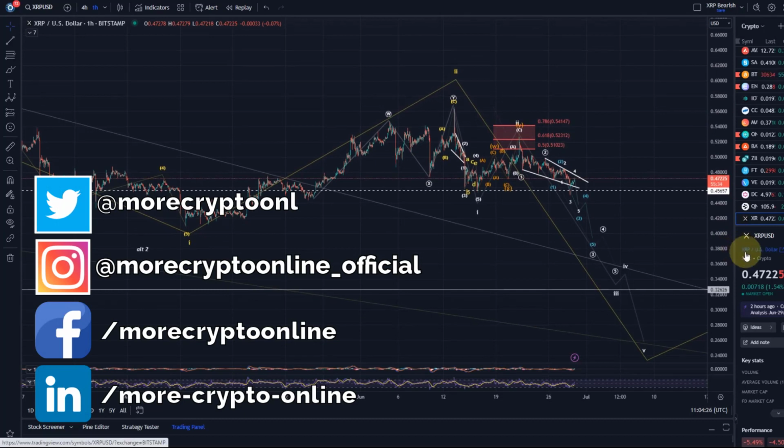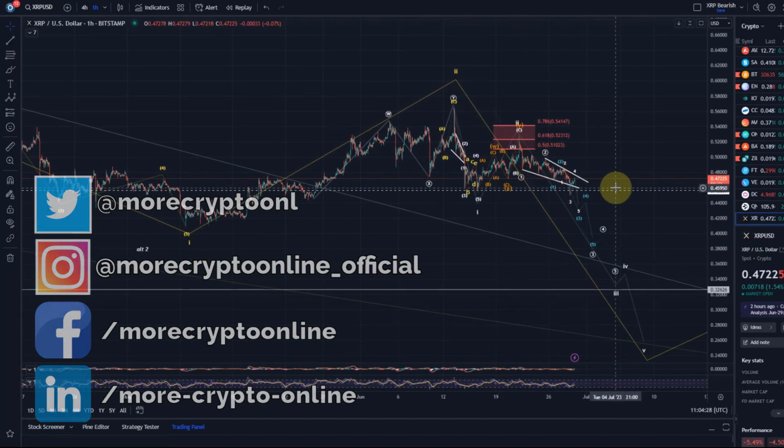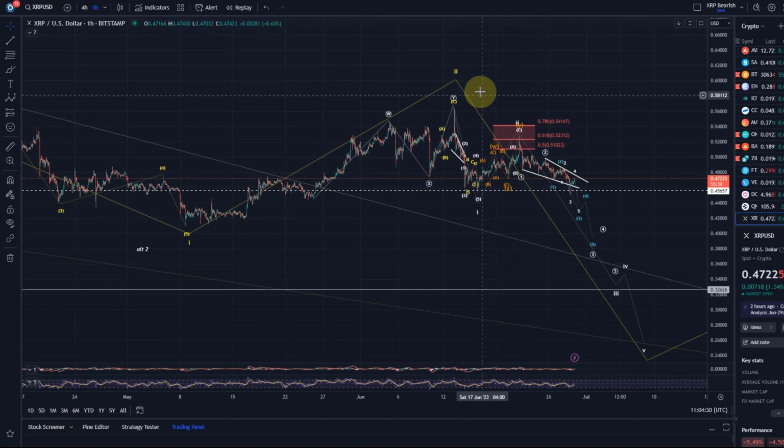The overall count hasn't changed. I've just made some slight adjustments to the micro level, which, as you know, happens all the time. We need to be ready that this count is changing on the micro level because it is not reliable. I explained why yesterday. It's just not clearly moving down in an impulsive way.